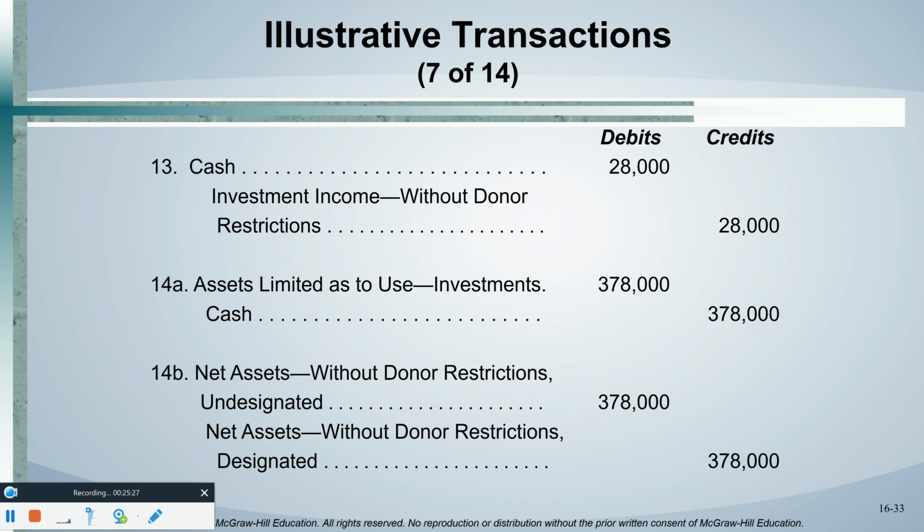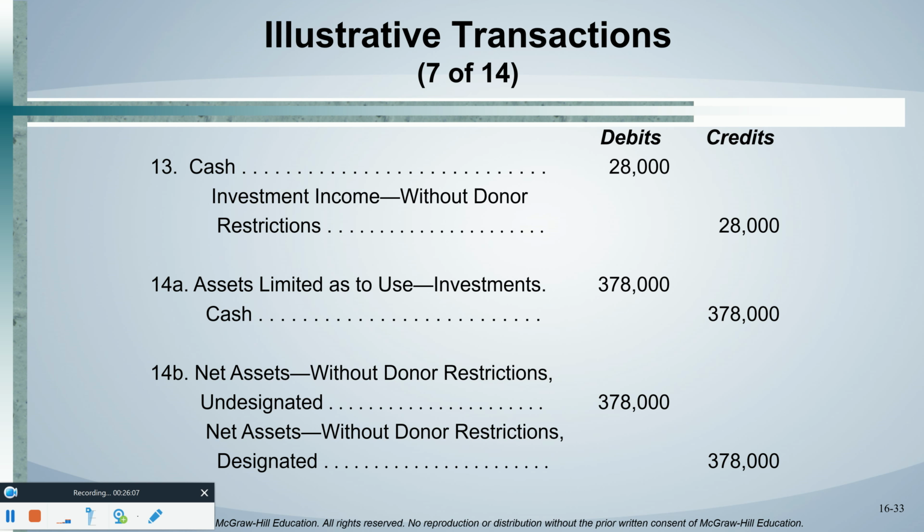Journal entry 14A and B, they go hand in hand. So 14A, we have some cash that actually, because of some contract that we signed, we've basically said we're limiting this cash to what it could be used for. So we're debiting this new account called Assets Limited as to Use, and we're setting it aside in an investment account, and we're crediting cash. And because we use that money for what the donor wanted us to use, you can see journal entry 14B, we're going to reclassify that.